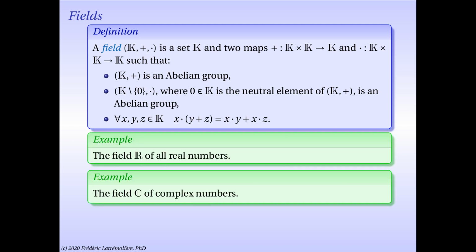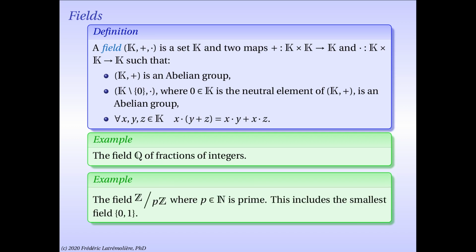Examples abound. The field R of real numbers is an example of a field. The field C of complex numbers is another example of a field. The field Q of fractions of integers is yet another example of a field, but the integers themselves do not form a field, because once you remove 0 from the integers, what you are left with does not form a group for the multiplication, as for instance 2 does not have an inverse as an integer.